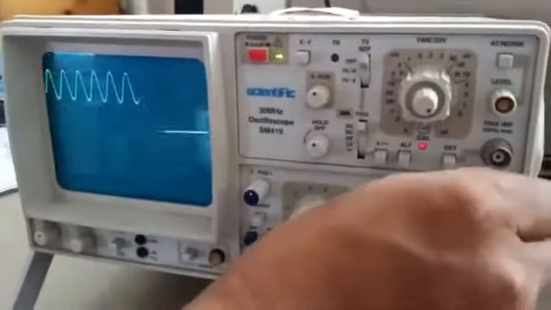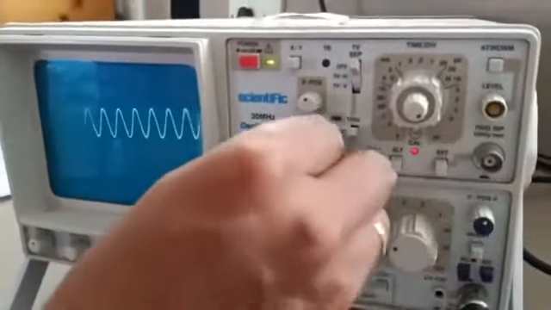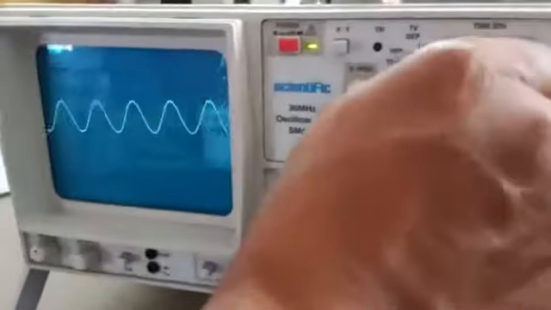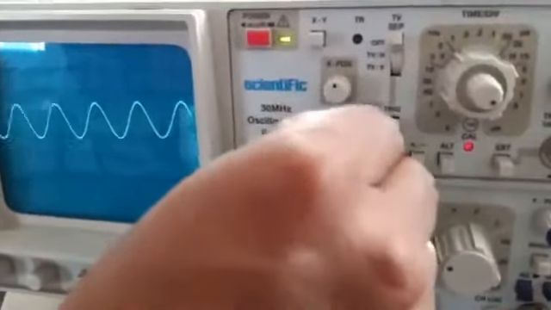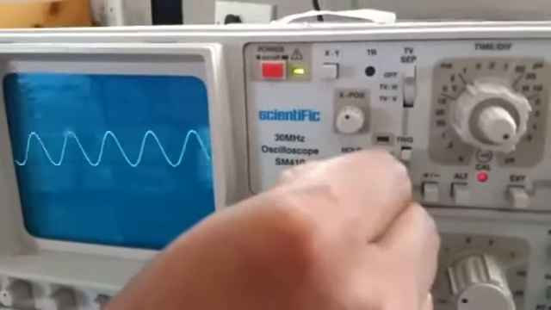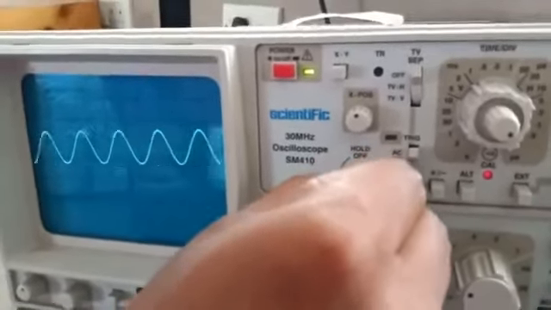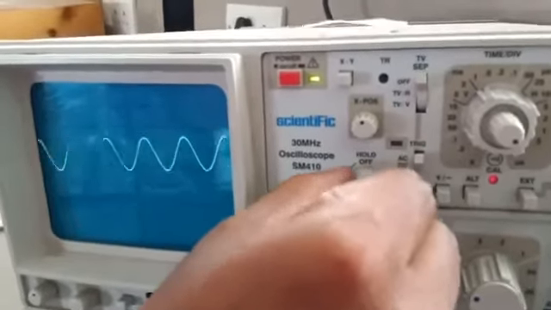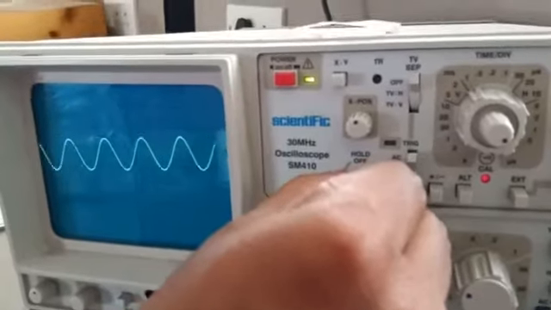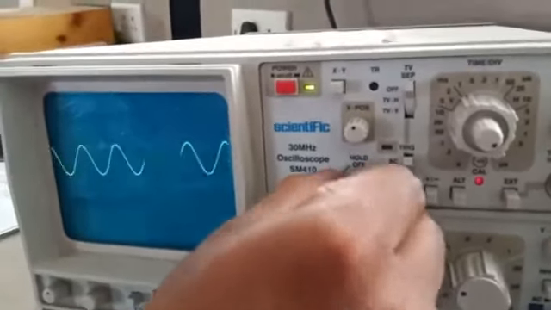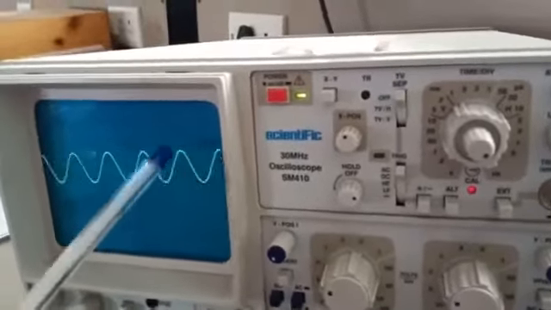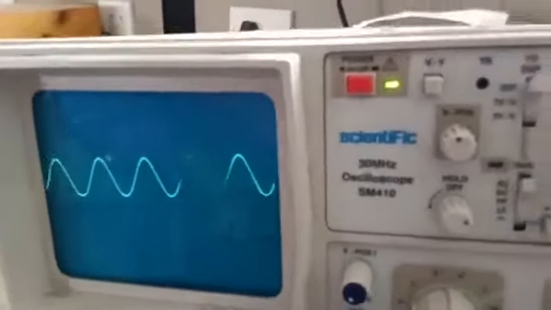So this is the input signal, original input signal. For observations, you can have a hold off provision in the CRO, right? By adjusting hold off, you can stop the running waveforms, right? So now you have to calculate amplitude as well as time period for this input signal. Okay, so this is the input signal.